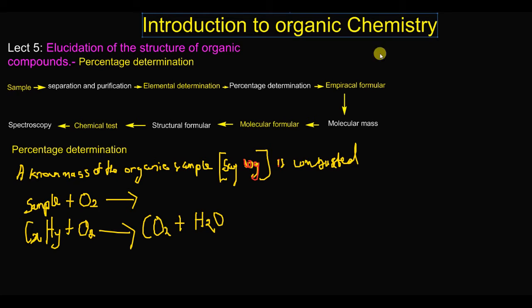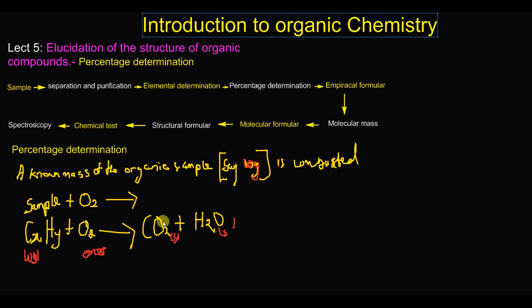So we use a known mass, W grams, not any quantity at all. W grams of that, and we burn it with excess oxygen. The excess should be there because we want to convert all the mass into the gas. It's very important: all the mass into the gas. Now once you do that, you have converted it.